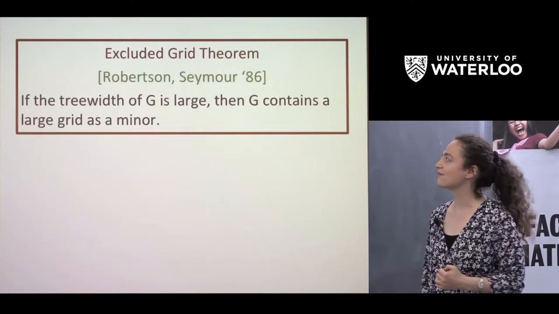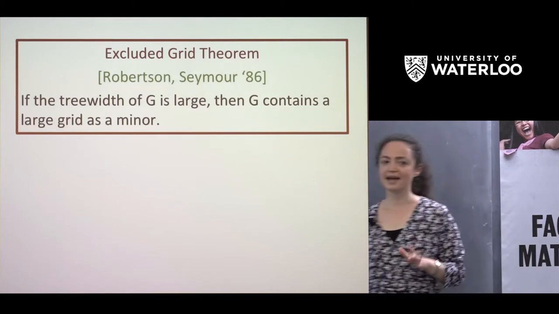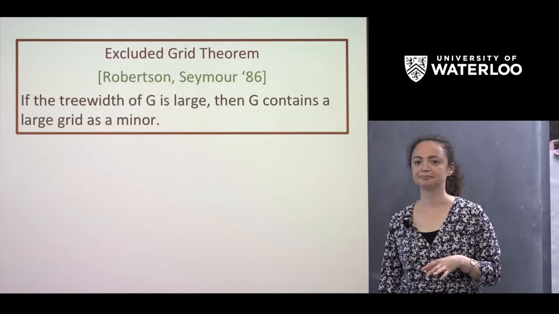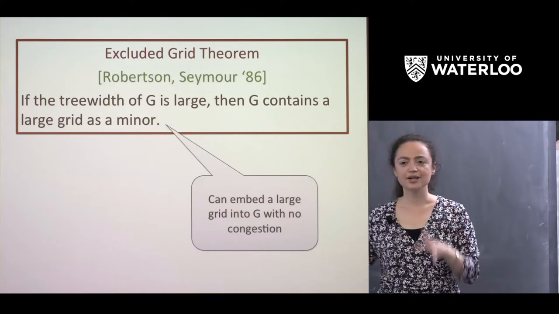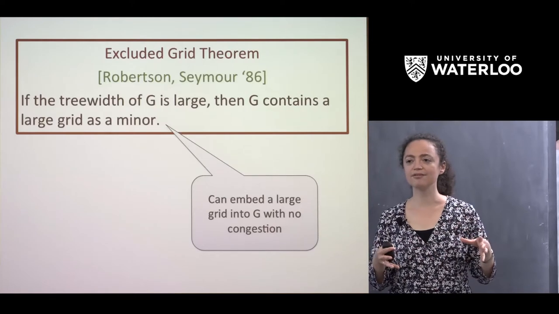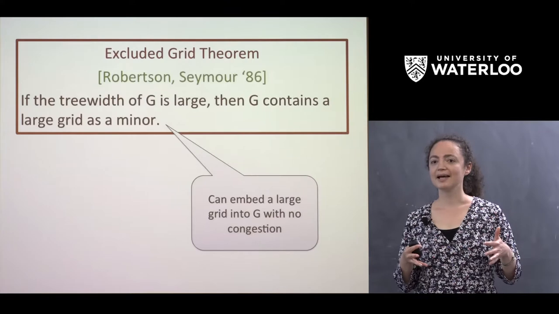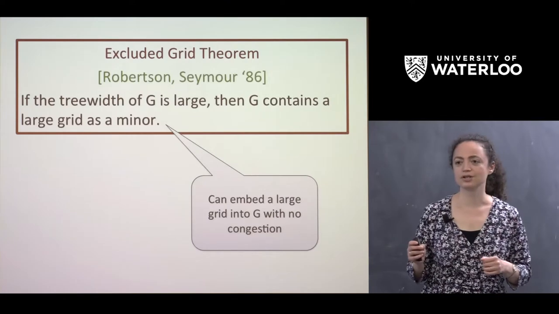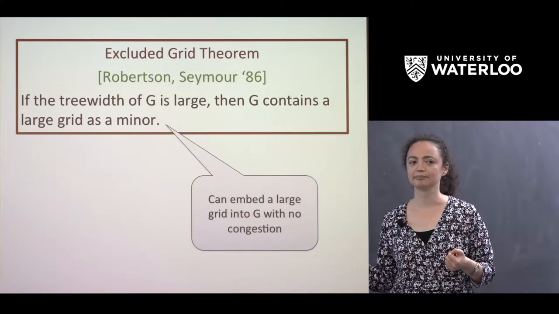It says that if your graph has a large treewidth, then something really good happens in this graph: it has to have a large grid as a minor. What does it mean? It means that you can take a large grid and embed it into your graph, in the same way we embedded expanders into a graph, except that you don't allow any congestion. You cannot have vertices and edges reused. That's what it means.